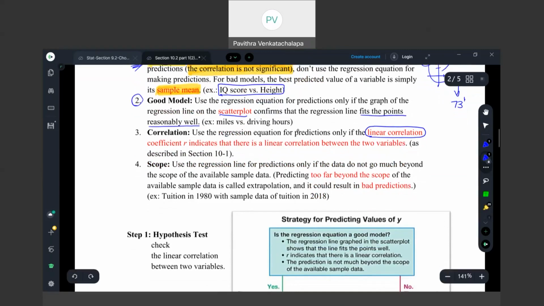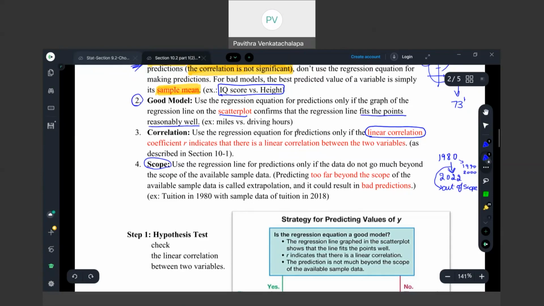Now, what about scope? When I say scope, let's say we are in 1980. You're surveying in 1980 and you make predictions for 2022. That's way too far. That's out of scope, right? You can make predictions maybe for 1990 or maybe for 2000. That's good. But when you want to make a prediction for more than 30 years, that's clearly out of scope.